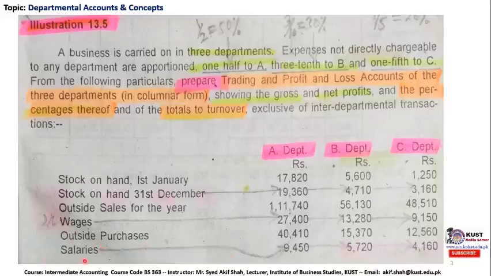The salaries paid to the employees of the different departments are, for Department A, 9,450, for Department B, 5,720, and for Department C, 4,160.